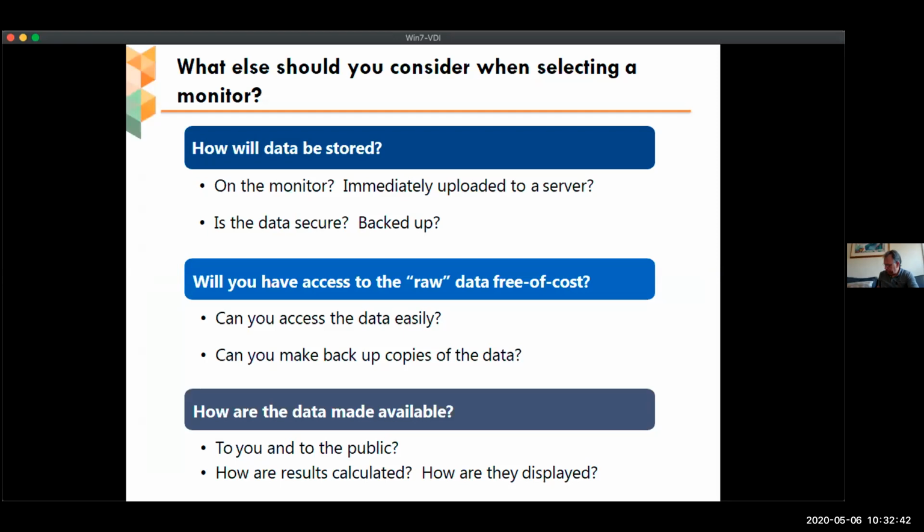So what are some other things that you should be considering when selecting a monitor? The storage: is it going to be backed up onto an SD card? Is it going to be uploaded to a server? Are you going to have access to the raw data free of cost, or are you going to have to go back to the manufacturer and ask for it? How is it being made available? Is it going to be very easy to understand by the community if you're implementing it? If your goal is to share information with the community, how are they going to understand that information? You want to think about the visualization of the data as well.